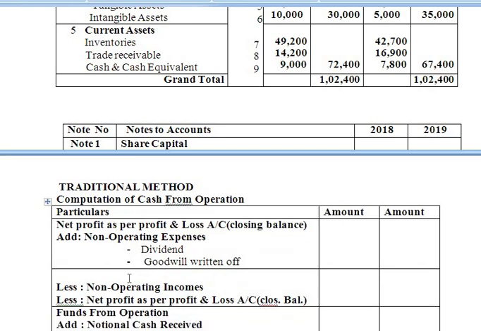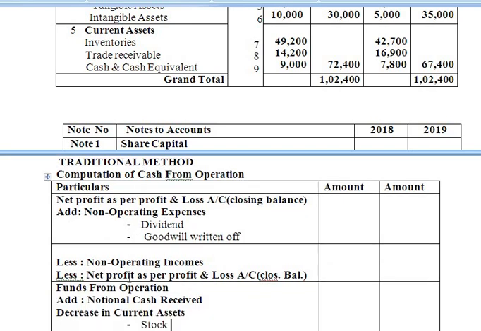They have not mentioned in the problem whether you should calculate it as per modern method or traditional method. So we'll calculate in both the methods. Whichever you find convenient, you can solve. You can take any traditional as well as modern method. So next line, write computation of cash from operations. You know this calculation, we have solved 2 problems on it.